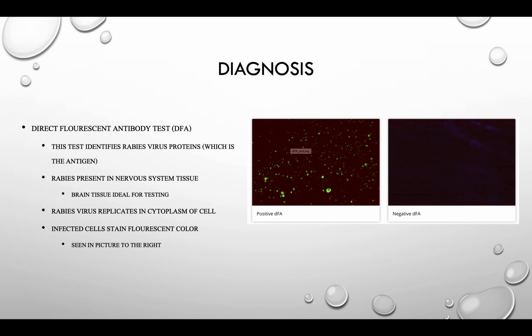Rabies virus replicates in the cytoplasm of the cell. So therefore the infected cells will stain a fluorescent color, and that will show you how many cells and how many proteins are infected, whether you're positive or not.